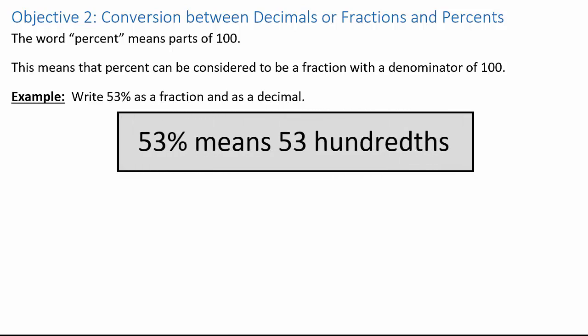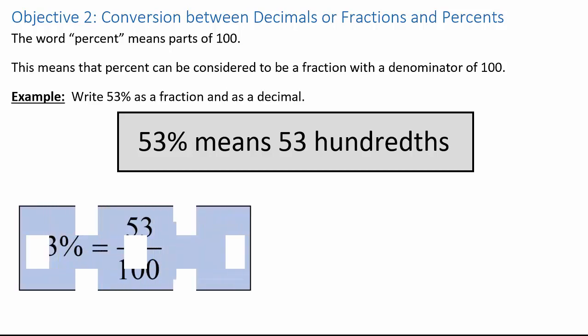53% means 53 hundredths. Close your eyes again. 53 hundredths. You've already got it in a fractional form. 53 on top with 100 on the bottom. We have our fraction. Now let's change it into a decimal.